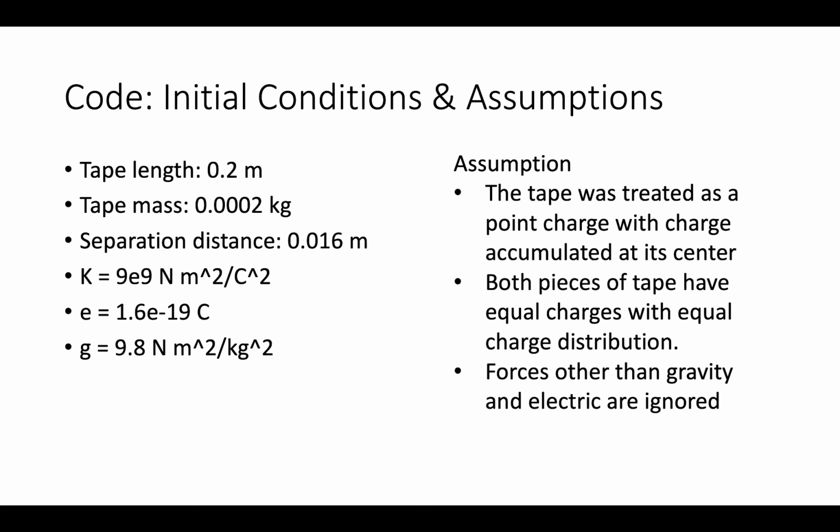The initial conditions of my code were that the tape length was 0.2 meters, which meant the tape mass was 0.0002 kilograms. The separation distance between the two pieces of tape was 0.016 meters. K is equal to 9e9, e is 1.6e-19, and g is 9.8.